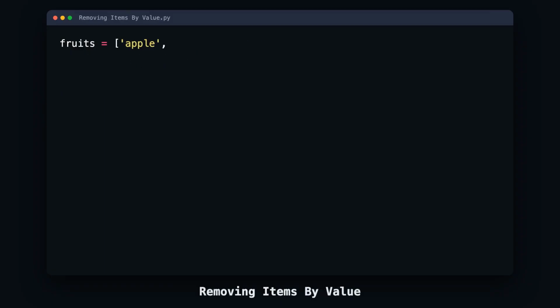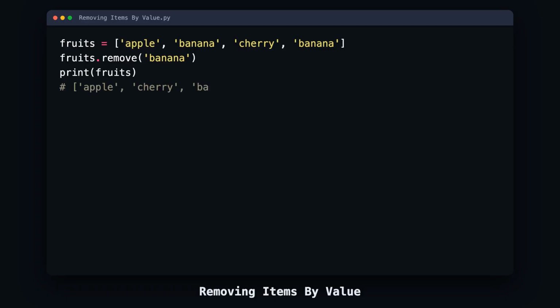When you do not know the index of an item, but you know its exact value, use the remove method. We tell Python to search the list for the word banana and delete it immediately. It is important to know that this method only removes the first occurrence of the value it finds. A common error is assuming remove will delete all matching items, which leads to leftover duplicates. The printed result shows a list without the requested fruit.